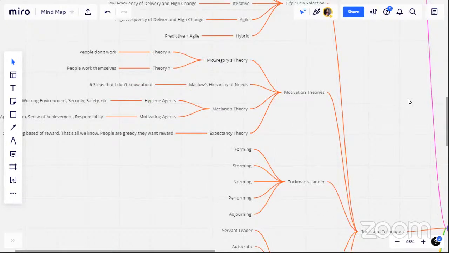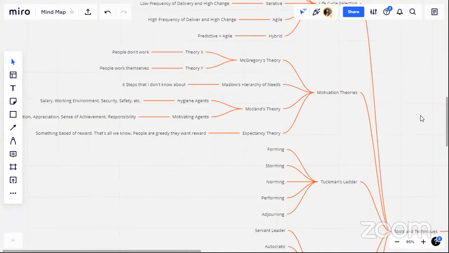And then for the motivation theories, there are a few types. Maslow on the basic needs, up to the sixth level. For McGregor, Theory X is where people don't want to work, and Theory Y is where people work by themselves. And also Herzberg's theory of hygiene agents and motivating agents, involving working environment, security, safety, and also appreciation, sense of achievement and responsibility.